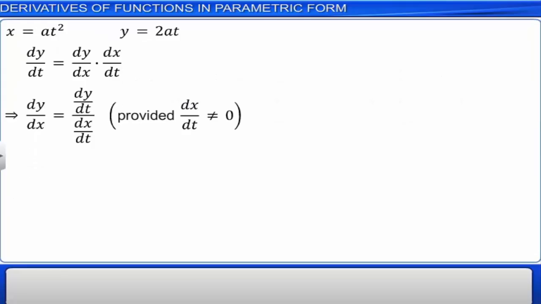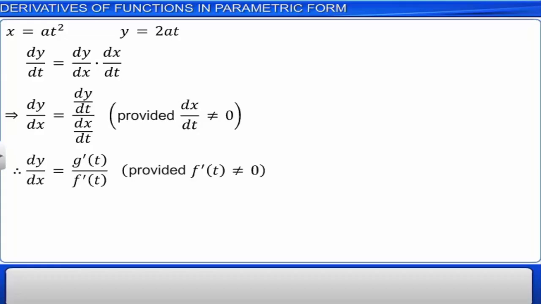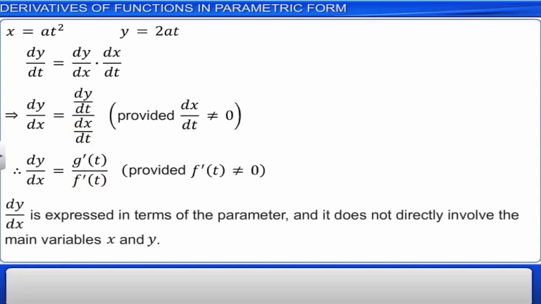Or dy by dx is equal to g dash t divided by f dash t, where g dash t represents dy by dt and f dash t represents dx by dt. We notice here that dy by dx is expressed in terms of the parameter, and it does not directly involve the main variables x and y.